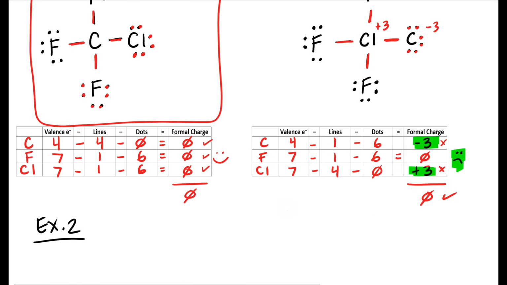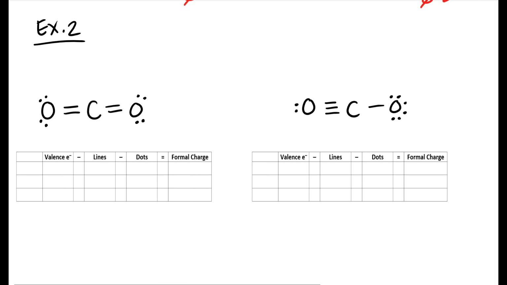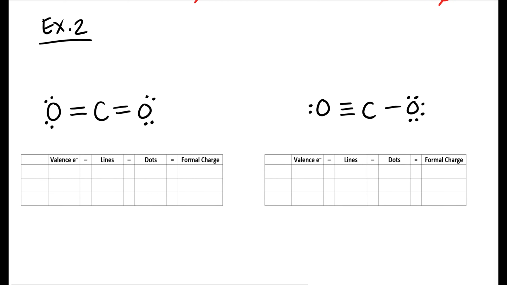Let's try another one. In example number 2, we've got carbon dioxide. Hit pause, take a moment to record these two Lewis structures.